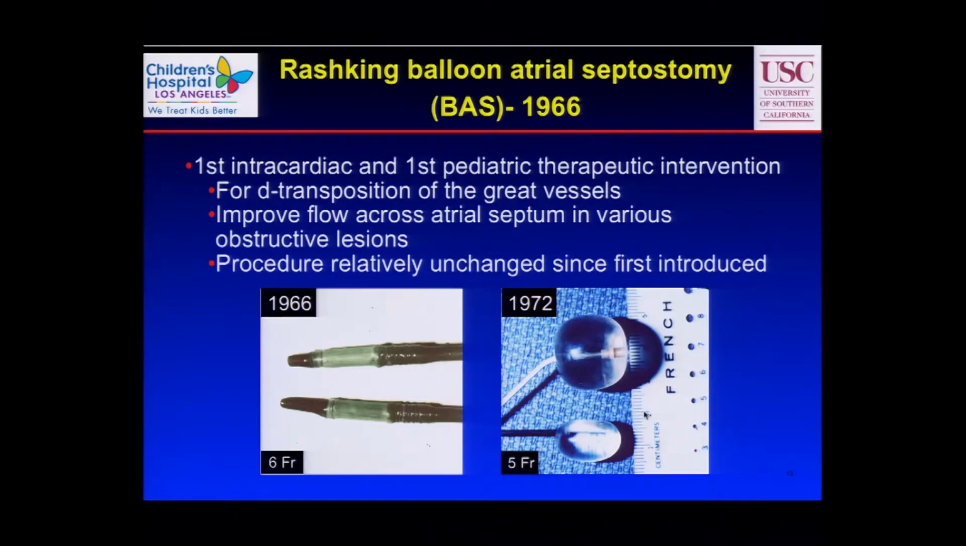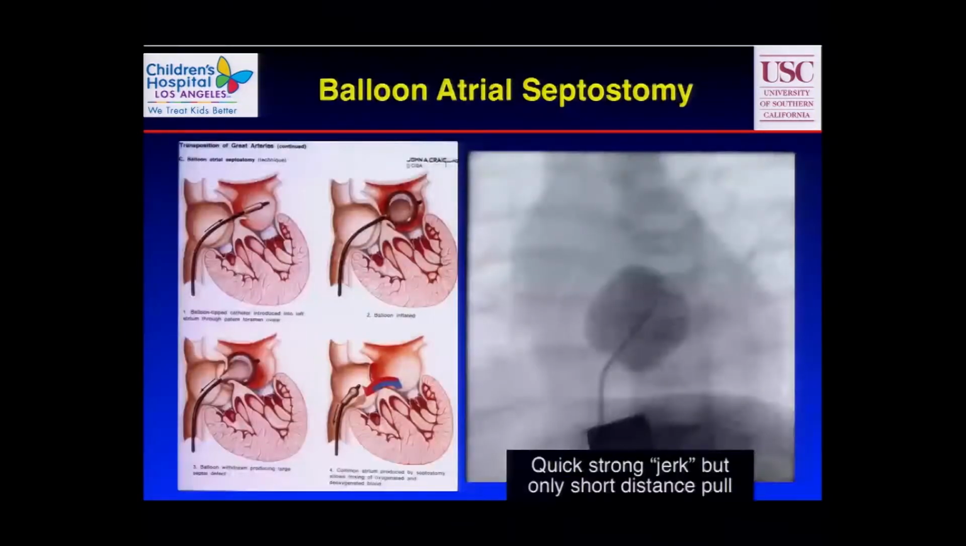It basically improved the mixing at the PFO level, as well as some of the obstructive lesions, like tricuspid atresia, which sometimes may need it. This procedure pretty much has not changed since 1966. Here's the original balloon on a 6 French. Now you have the new Edwards balloons that can go down to 5 French. But the procedure is pretty much the same in the entire 50 years that we've had it.